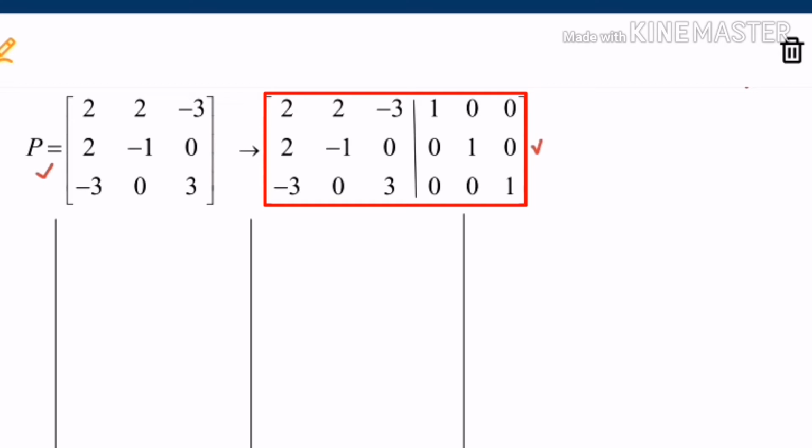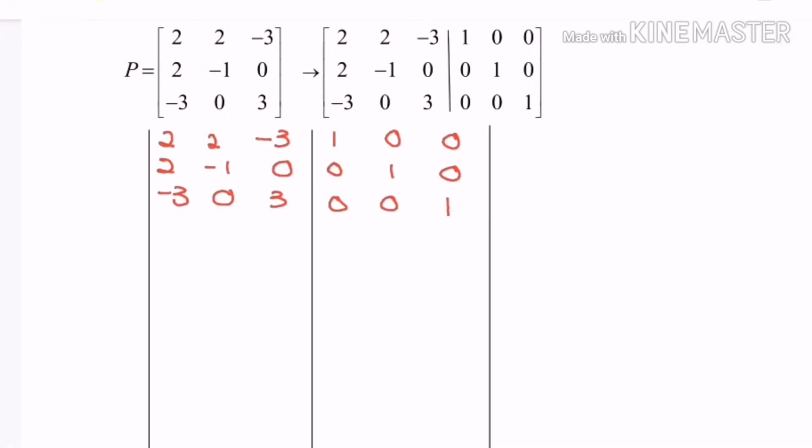Our objective is to convert the left hand side, everything, into the identity. The product on the right hand side, which is this part, will be our inverse of P. So I'm going to change the left hand side, matrix P, into the identity matrix.